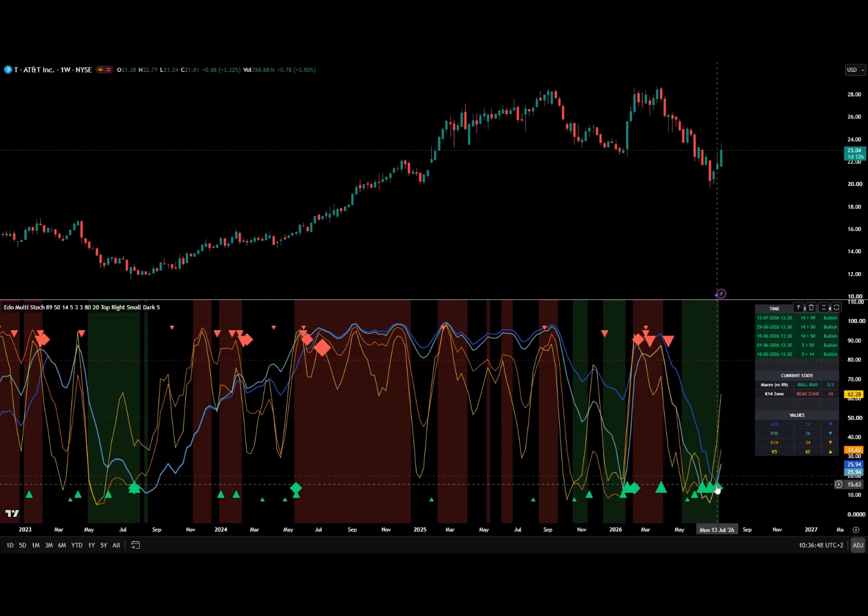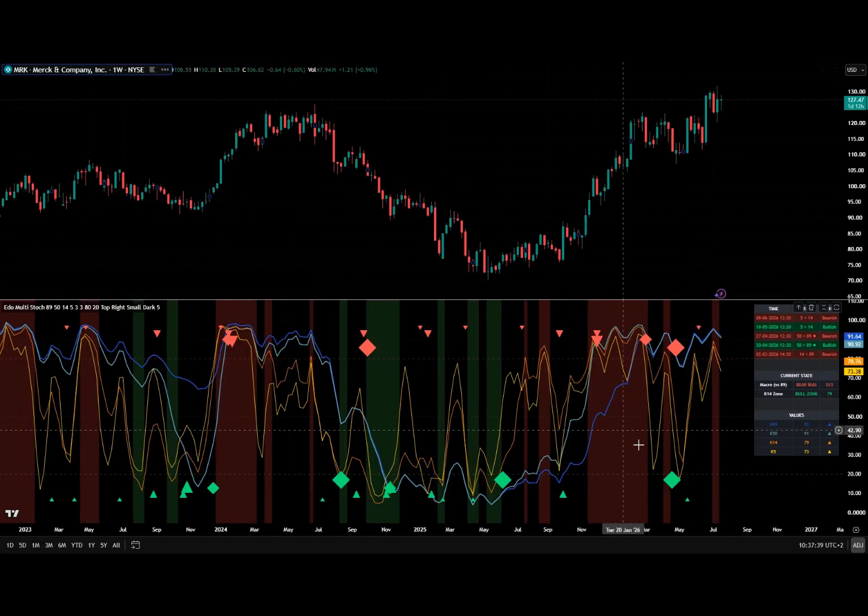On AT&T Weekly you can follow the whole cascade in the panel, 5 over 14, then 5 over 50, then 14 over 50, and finally 14 over 89. That order is what a healthy turn looks like. The short-term leads, and the longer scales confirm one by one.